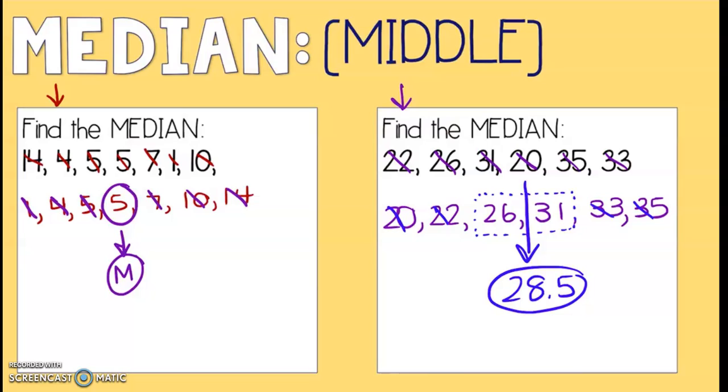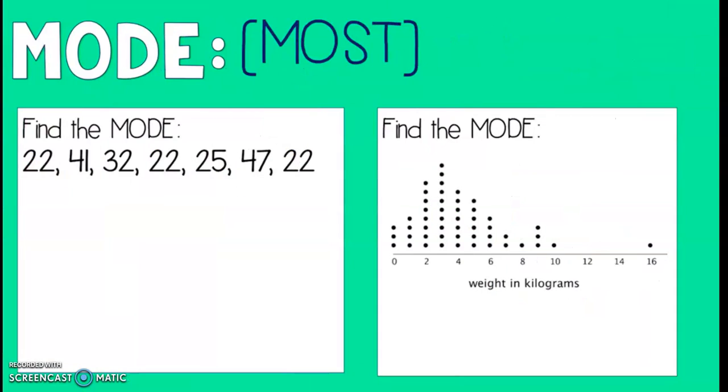Okay. All right. So we've done mean, median. Now let's talk about mode. Mode is the one that occurs the most. It's the one that we see the most. The one that is the most frequent in our data set.